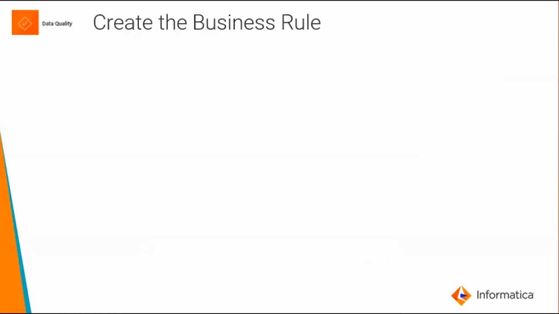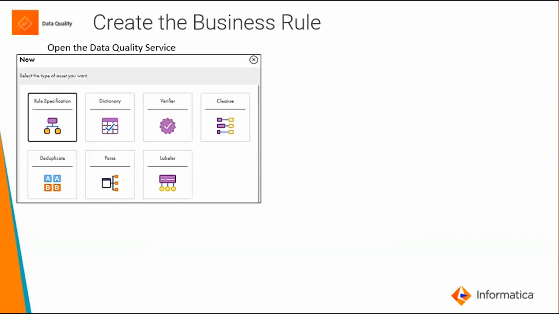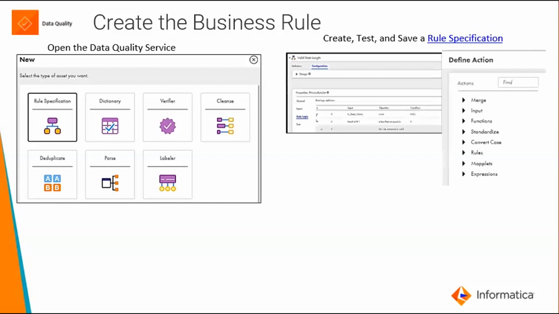Another option, since you've profiled the data and learned about it, is to create your own rule specification from scratch through the data quality service. A rule specification is an asset that represents the data requirements of a business rule in a logical form. What it does is define the type of data it contains, the conditions it must satisfy, and the actions to take when the data meets or doesn't meet those conditions.